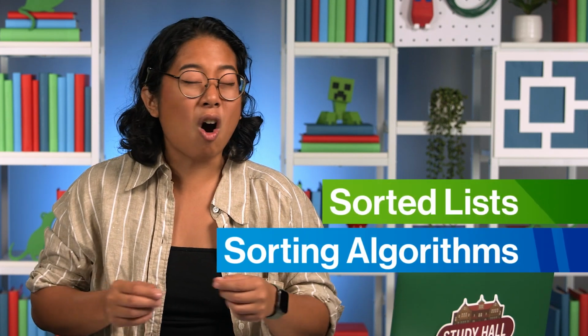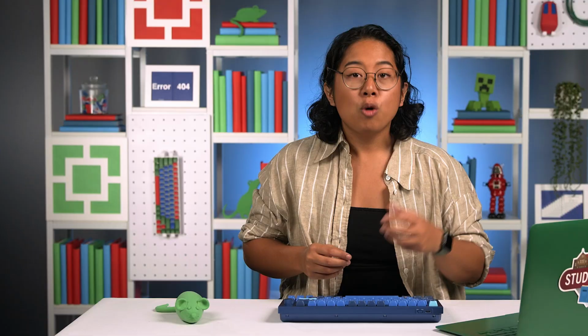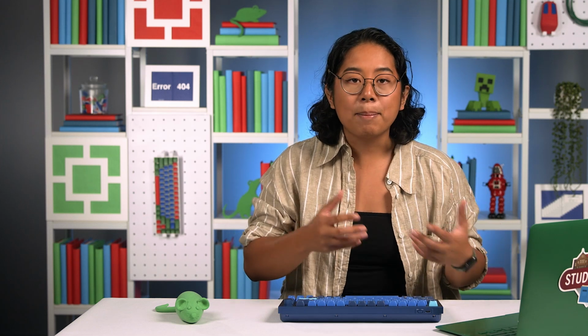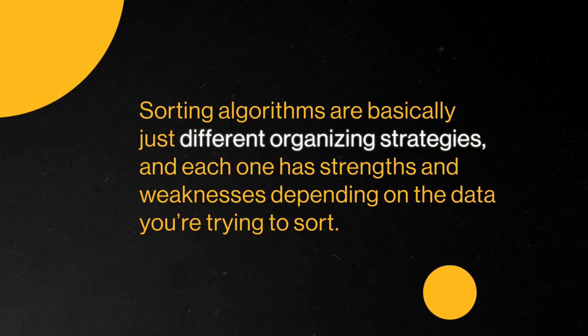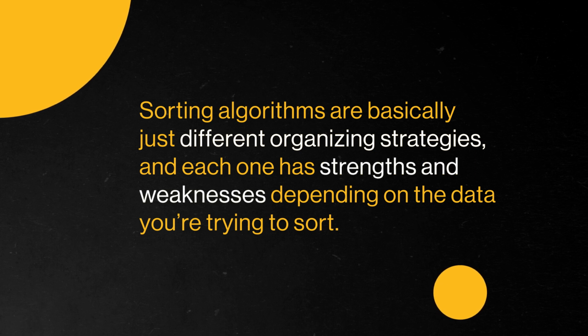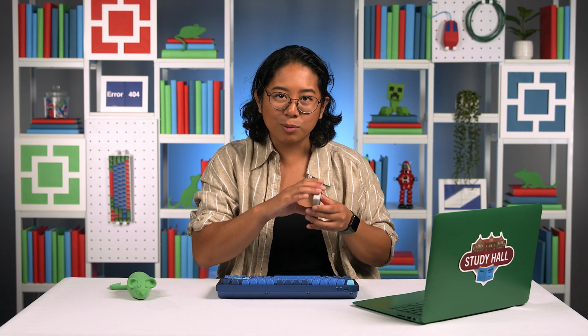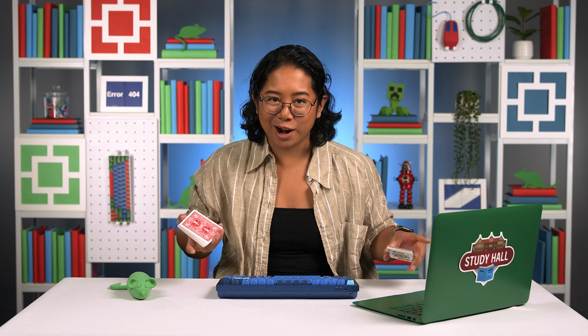To solve this problem and create much less annoying sorted lists, computer scientists have designed all kinds of sorting algorithms. Remember that an algorithm is a set of step-by-step instructions that can be implemented in any programming language. So, sorting algorithms are basically just different organizing strategies, and each one has strengths and weaknesses depending on the data you're trying to sort. To understand two of the simplest sorting algorithms, let's go back to our card deck from earlier, but this time we'll have a little competition between friends.